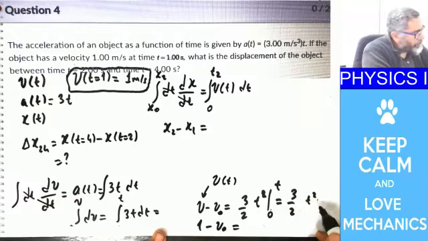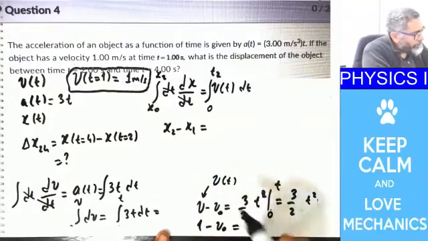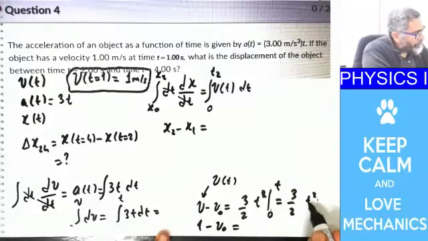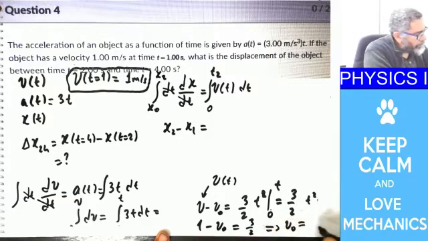And this is 3 divided by 2 t squared, okay? And we put time t is equal to 1. We put time t is equal to 1, this is going to be 3 divided by 2. So from this integration constant, v0 is going to be 1 minus 3/2. It's going to be minus 1 over 2.